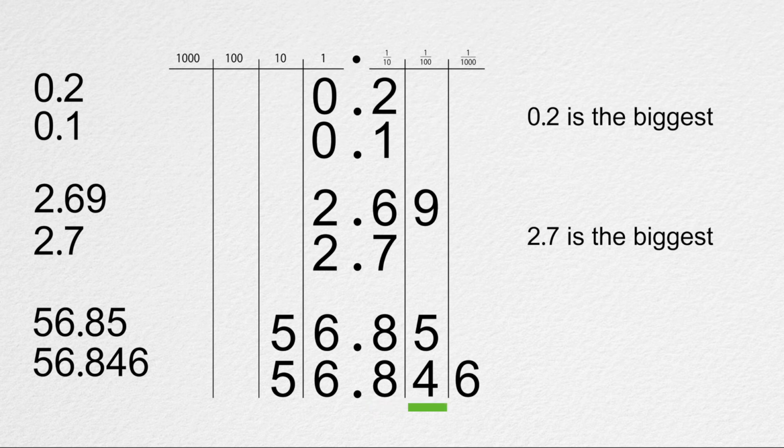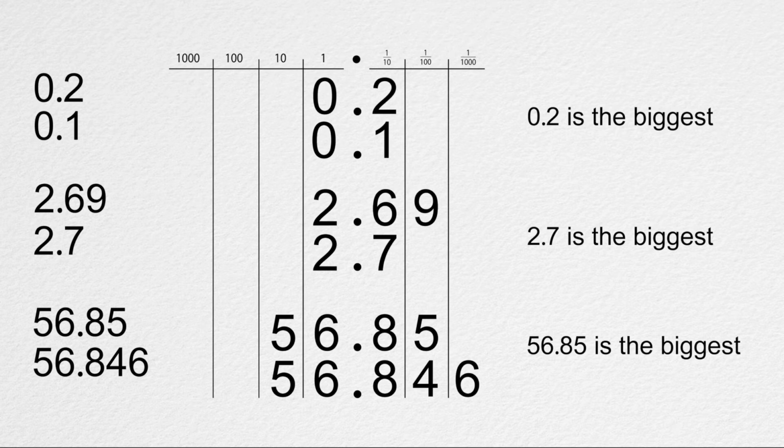OK, so let's move on to the hundredths. We have 56.85, which has 5 hundredths, and 56.846, which has 4 hundredths. Since 5 hundredths is bigger than 4 hundredths, 56.85 is bigger than 56.846. We don't need to compare the numbers any further.